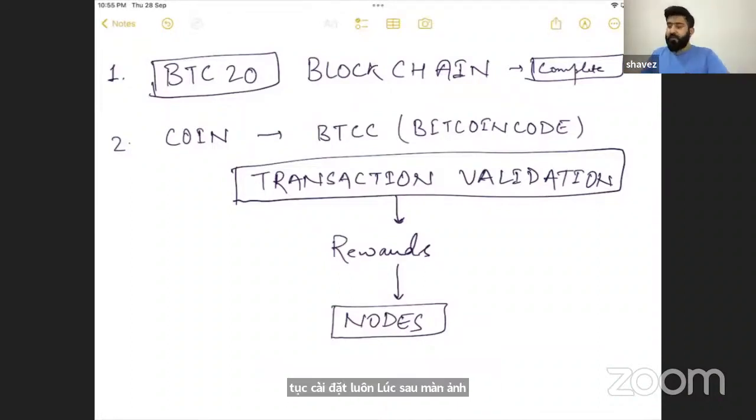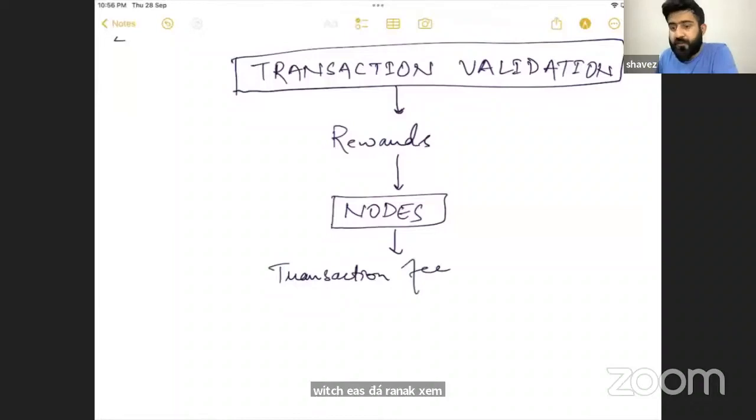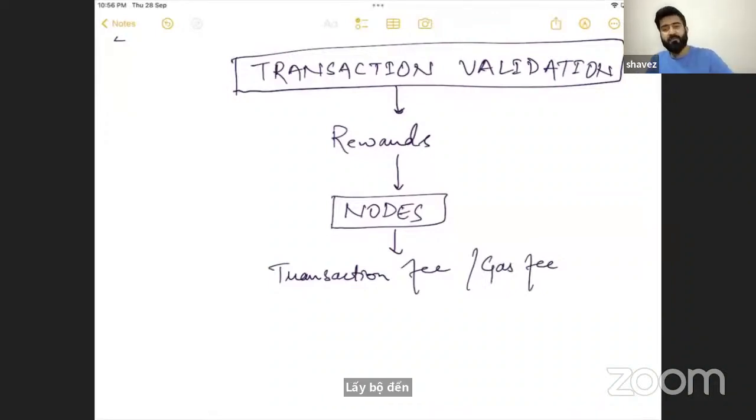Okay. So now nodes, they get rewards, which is the transaction fee or gas fee, right? What is the transaction fee and gas fee? BTCC.